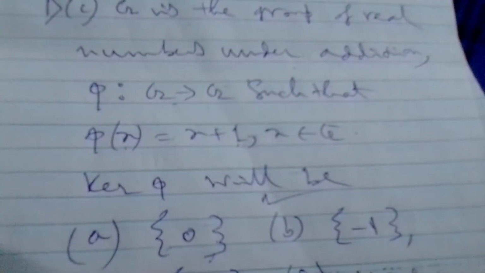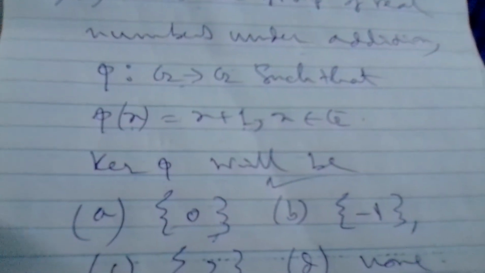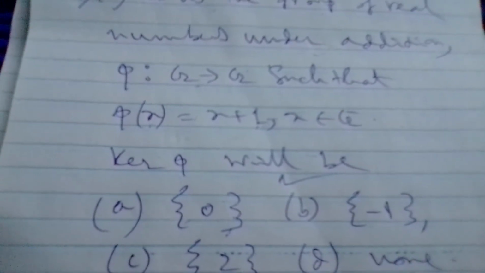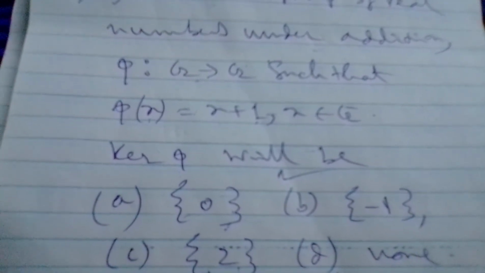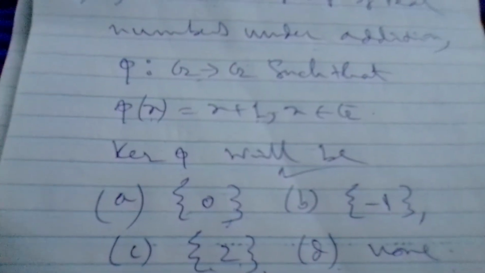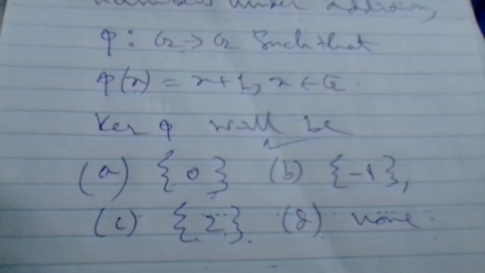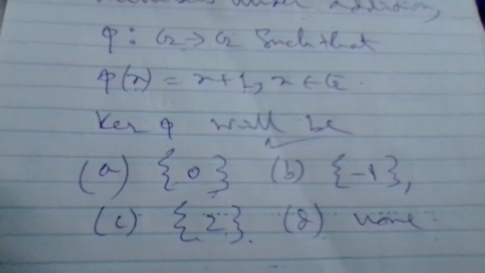In this way we find the kernel of a homomorphism, and in all these cases we ignore testing the homomorphism property, because it is assumed that the homomorphic property holds when we find the kernel, so we directly find the kernel in these question papers. In this way we end our discussion today.